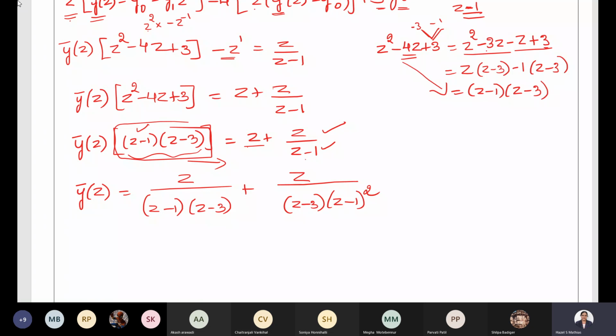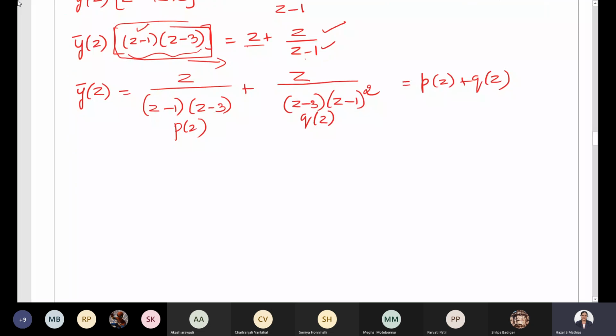Okay. Now I write this as P of z and this as Q of z. I write y bar of z as P of z plus Q of z. Then next what we do, we find the inverse Laplace transform of each of these terms, P of z and Q of z.